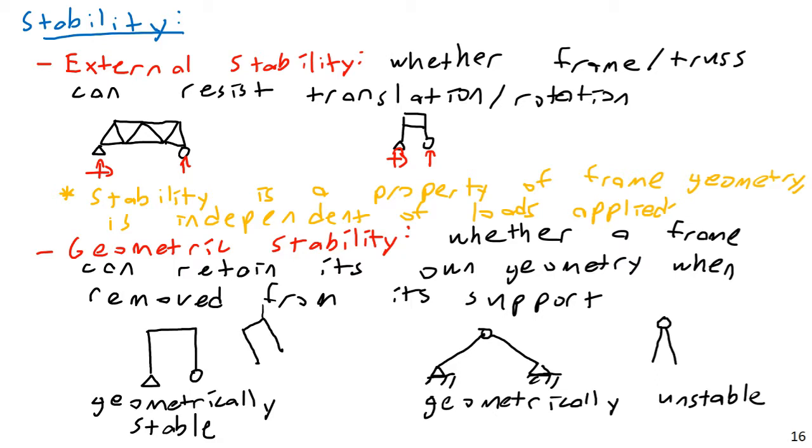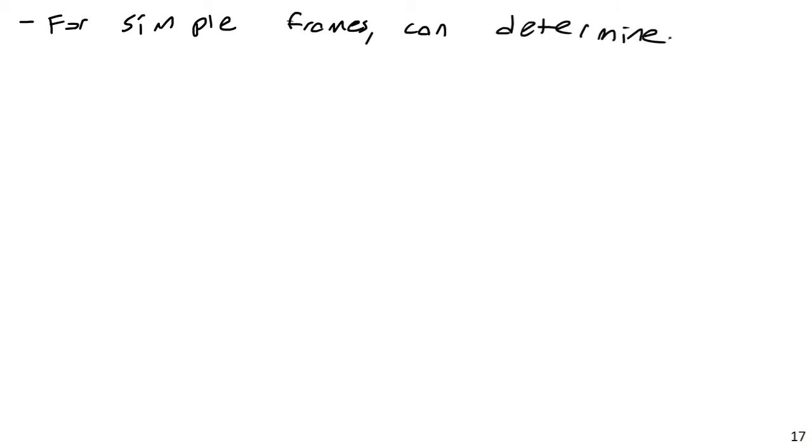Now, how do we mathematically determine this? For simple frames, you can often just eyeball it. So for example, for that previous frame, the one on the right, we can just eyeball it and say this is clearly geometrically unstable. Frames can be checked for stability via inspection. You simply look at it and imagine moving it in your mind and see, okay, it could pivot here, it could bend here, something like that.